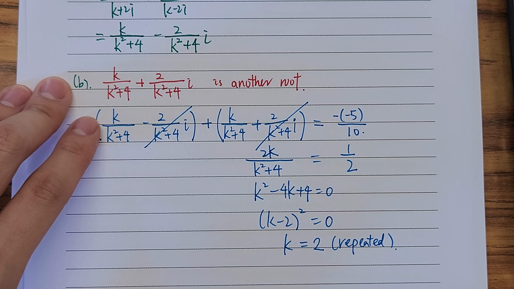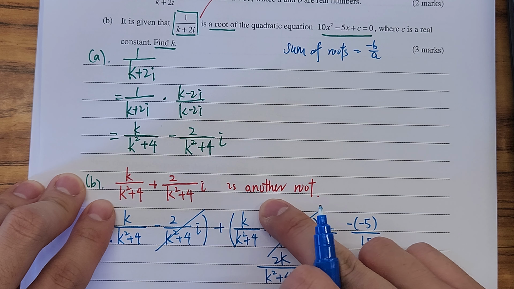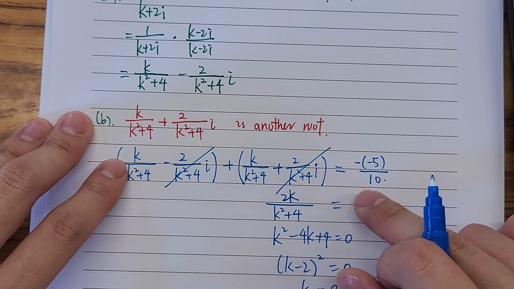So remember that the key is that you can think of another root. You can think of another root, and then use the sum of root to KO this question.